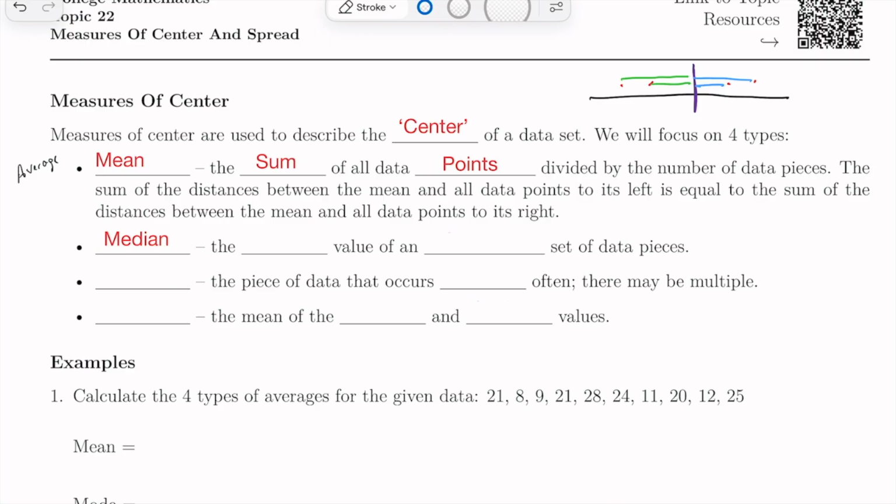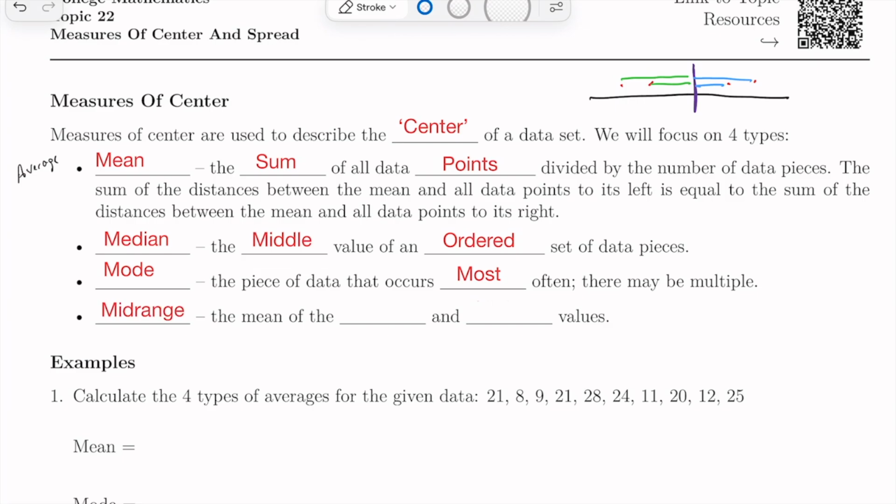Now, the median is going to be the middle of an ordered set of data pieces. You have to put them in order from smallest to biggest first. The mode is the data that occurs the most often. You can have multiple modes in a data set.